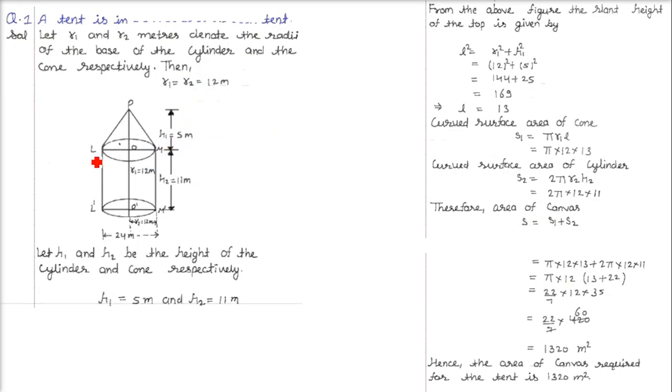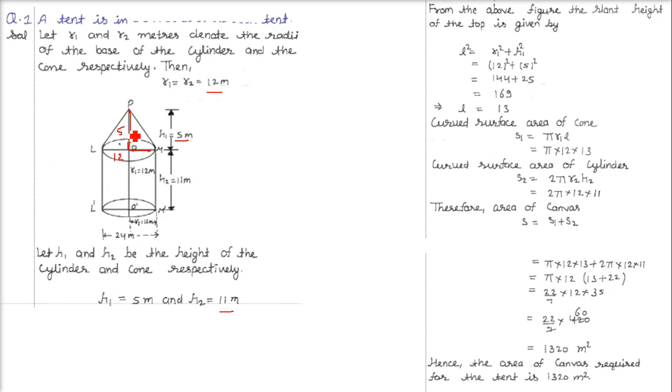So let us take the things which are given. This is the radius of the cylinder part, which is 12 meter. So this is the radius of the cylindrical part, and this is also the radius of the conical part. And the height of the conical part is given as 5 meter, and the height of the cylindrical part is given as 11 meter. Now we have this as 5 and this one as 12.